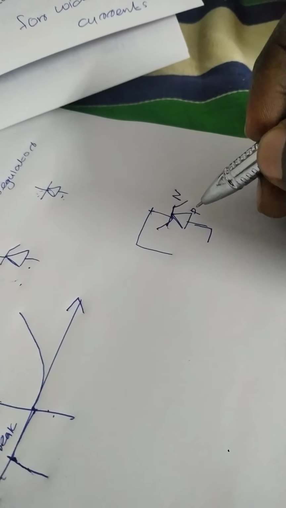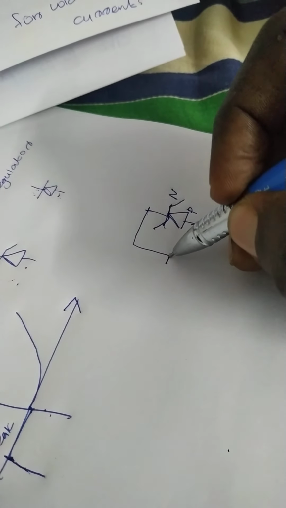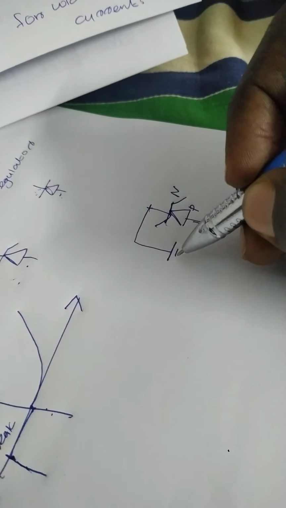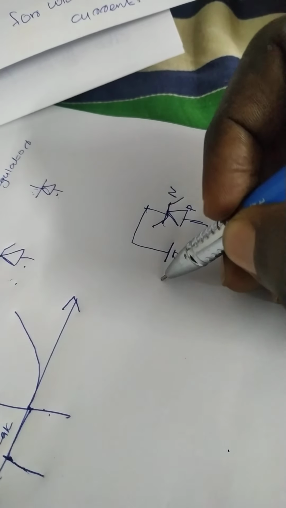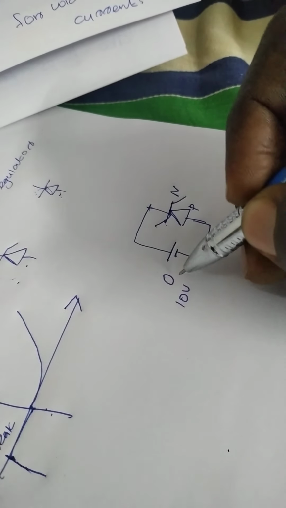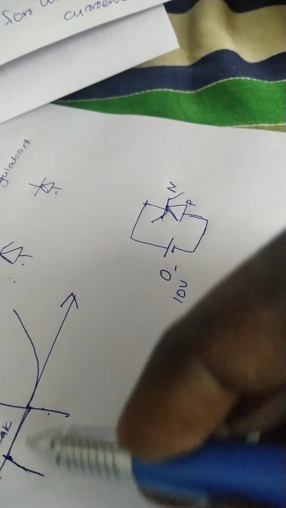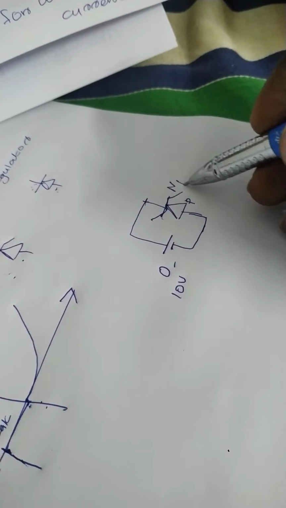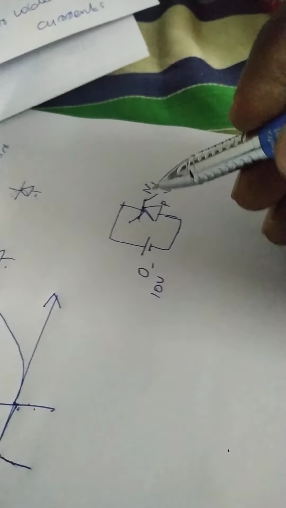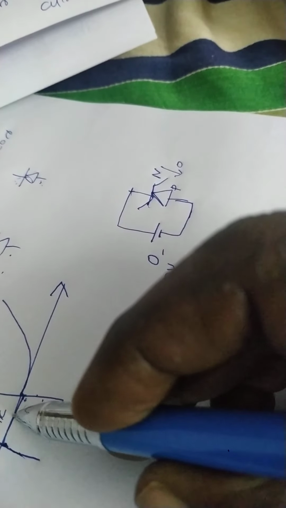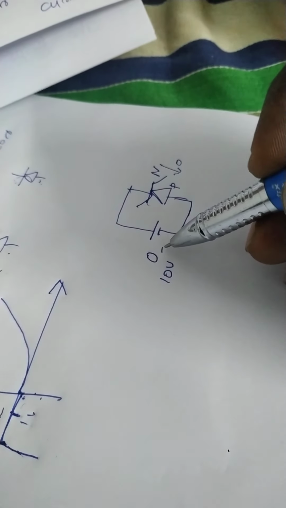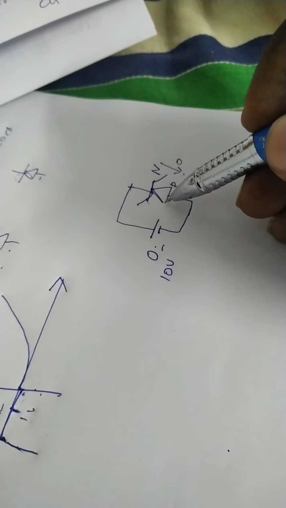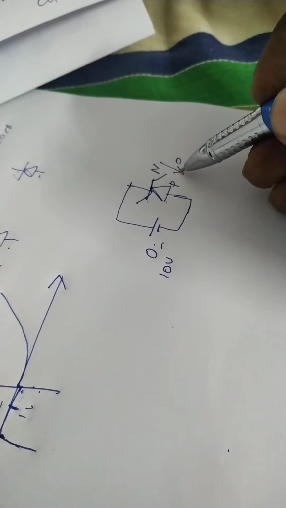Assume this is P, this is N. For reverse bias condition, the N side is connected to positive potential and the P side is connected to negative potential. So V increases from 0 to 10 volt. First the voltage is 0 volt. For 0 voltage, the current through the Zener diode is 0. Then we increase the voltage to 1 volt. Again the current is 0, but the voltage across the Zener diode is 1 volt.